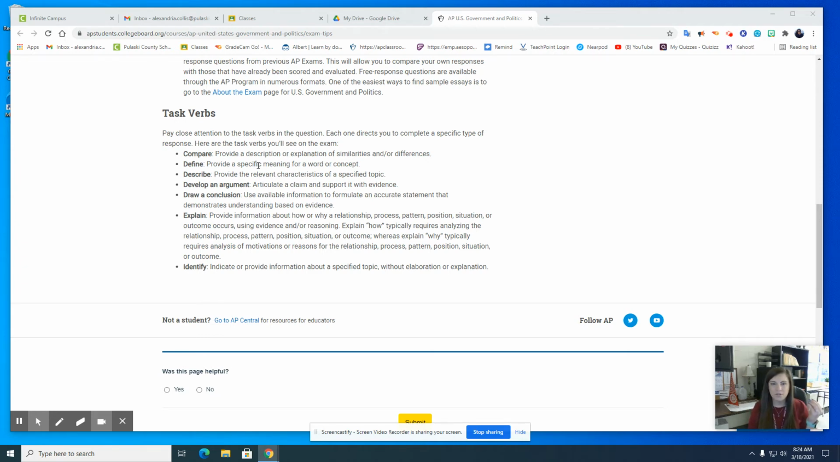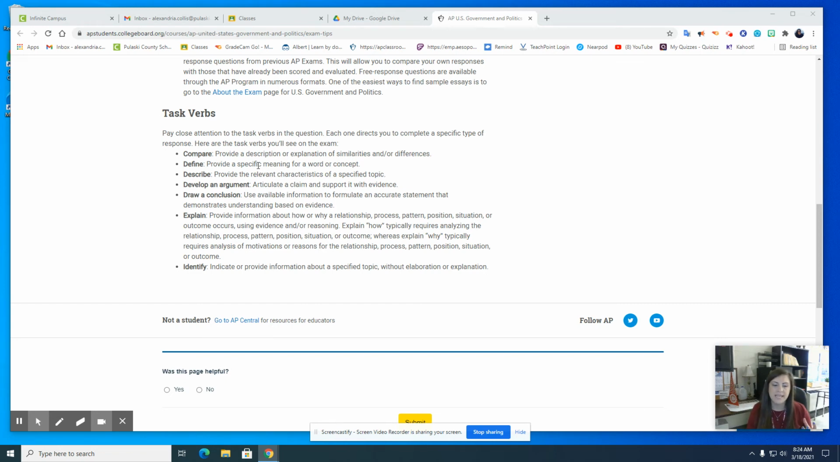And when you're explaining why, you're requiring some sort of analysis for motivations or reasons for a relationship, pattern, position, situation, or outcome. So if you are explaining something, it's going to take more than a one sentence answer, okay? Explanation requires you going into a little bit more depth in terms of analysis. So you're getting to the how or the why of something. You're not just describing it or defining it, but answering the how or the why. So typically a because is going to be needed when you're explaining something.